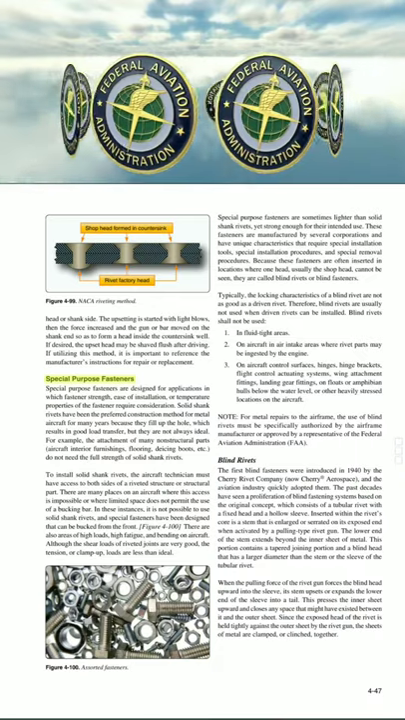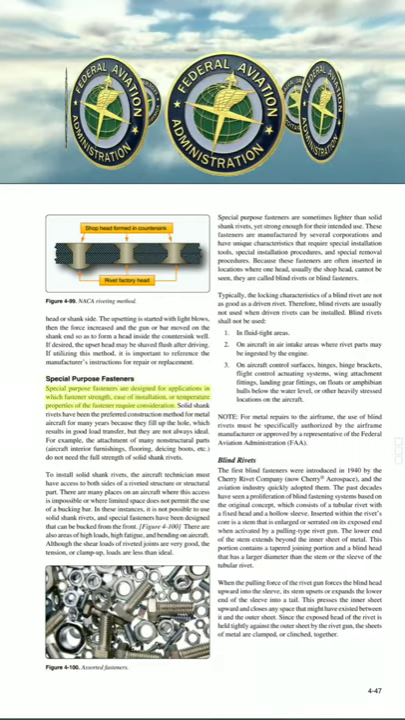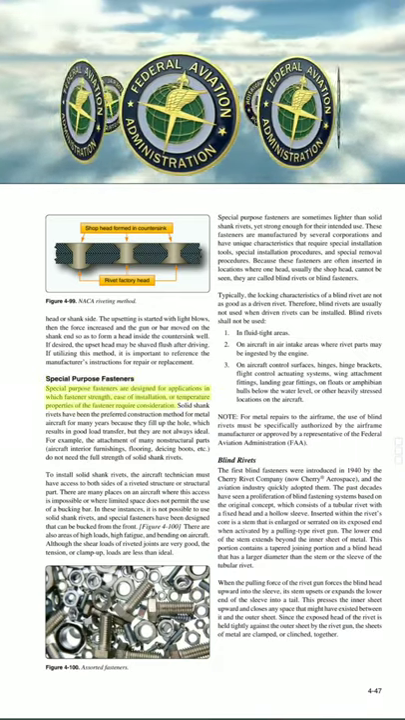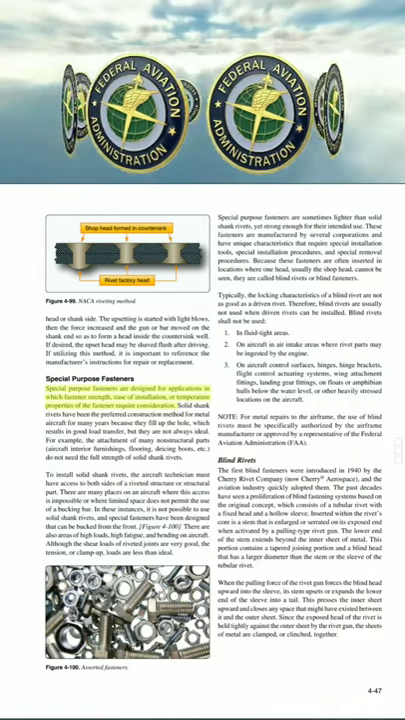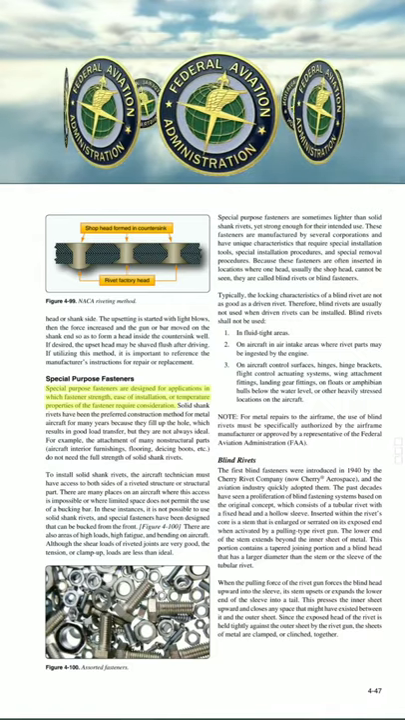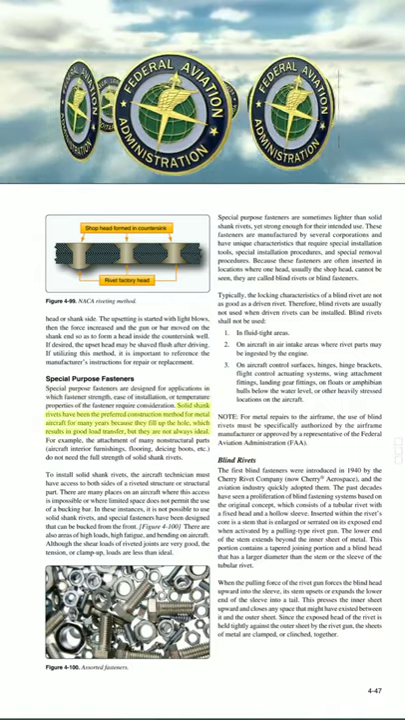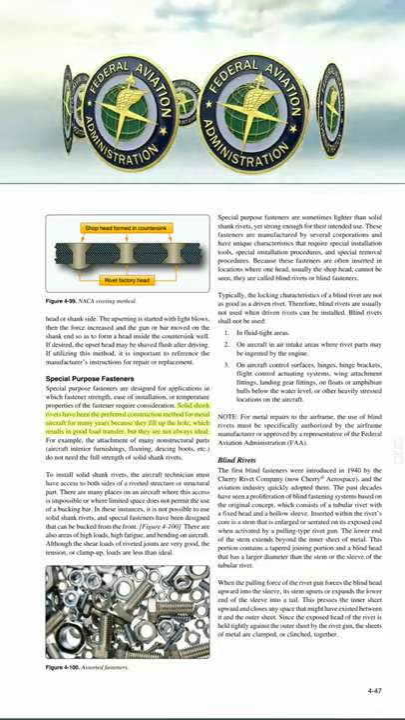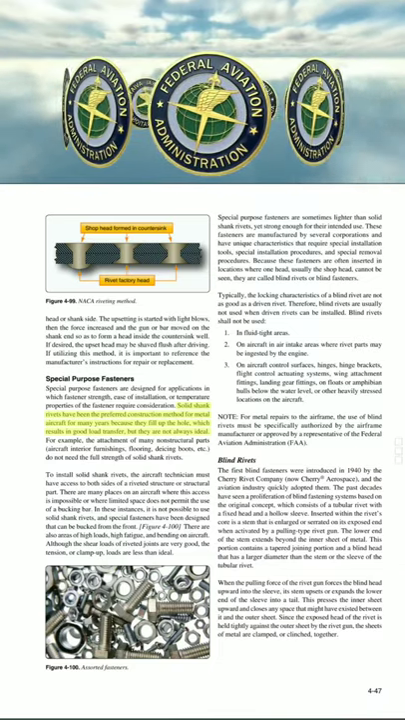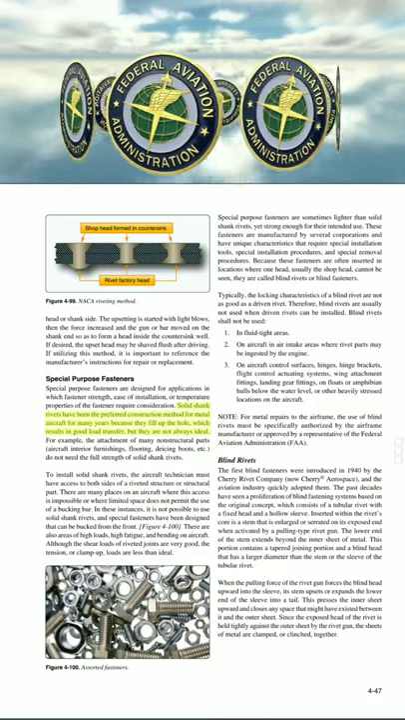Special purpose fasteners. Special purpose fasteners are designed for applications in which fastener strength, ease of installation, or temperature properties of the fastener require consideration. Solid shank rivets have been the preferred construction method for metal aircraft for many years, because they fill up the hole, which results in good load transfer, but they are not always ideal.